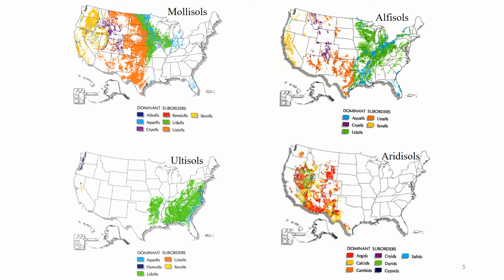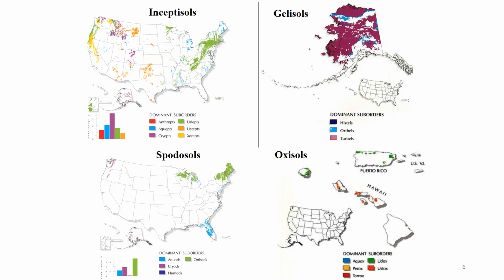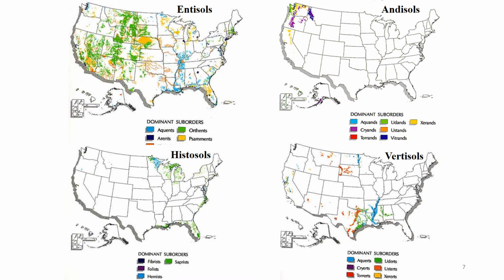So here are some cool maps showing where most of the soil orders are found: where the mollisols are found, where alfisols are found, where ultisols are found, where aridisols are found, inceptisols, gelisols, spodosols, oxisols. It's just kind of cool to see where they're at within the context of the United States of America. And if you have the book, you can also see this on the inside and back covers. Here are the entisols, the andisols, the histosols, and the vertisols, where they're found.